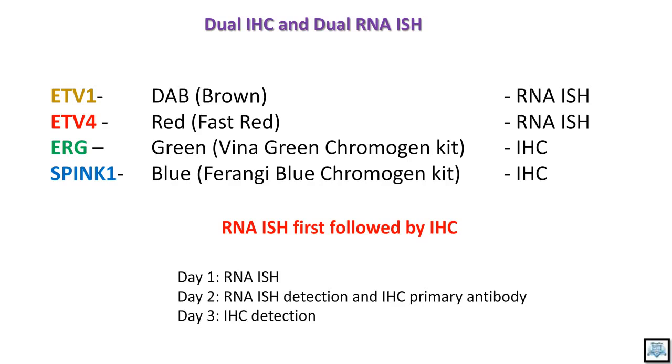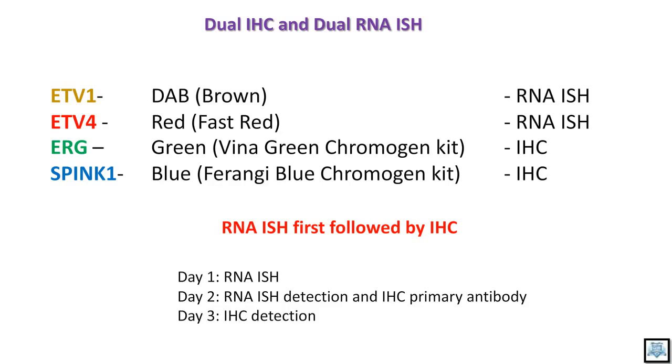This is a 3-day protocol when we do it manually. On the first day you do the antigen retrieval and the RNA in situ hybridization. On the second day you detect the RNA-ISH and then apply the primary IHC antibody, leaving it overnight. On the third day you detect the IHC, so that you can see all 4 signals. It is important to always do the RNA-ISH first, followed by the IHC. Don't do the IHC first, or you will not be able to see the RNA-ISH signal.